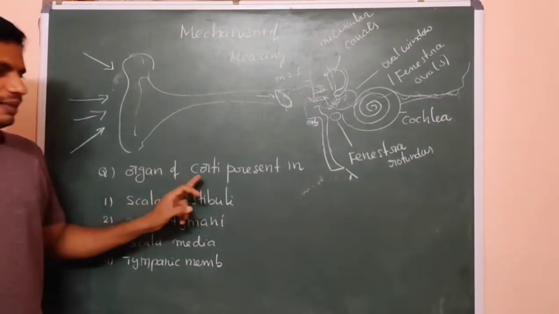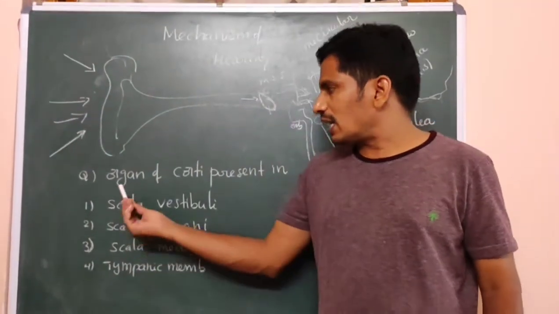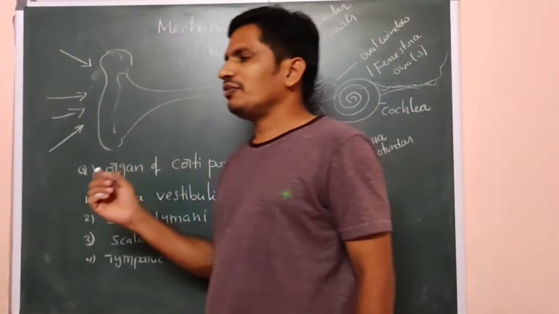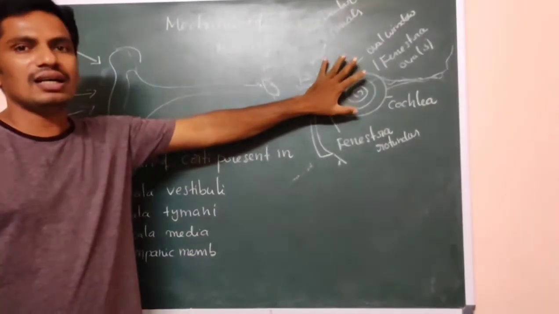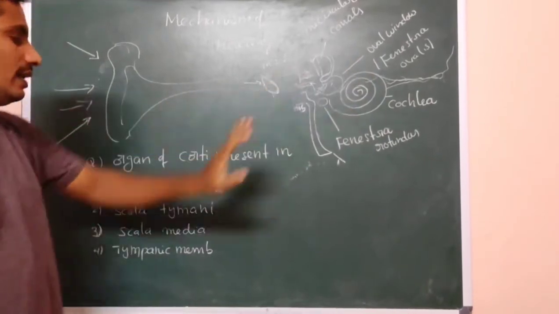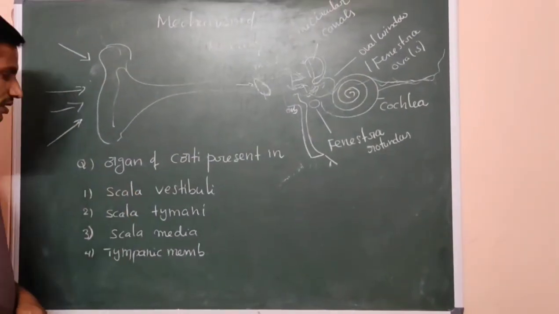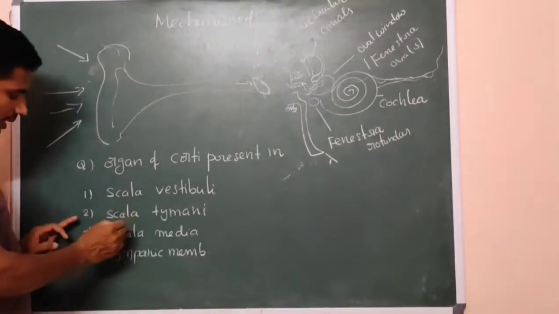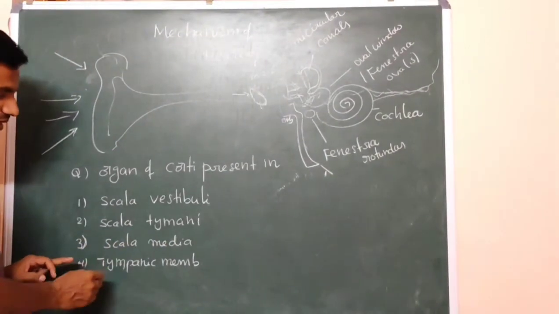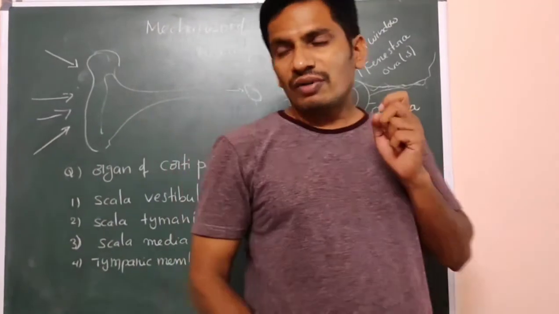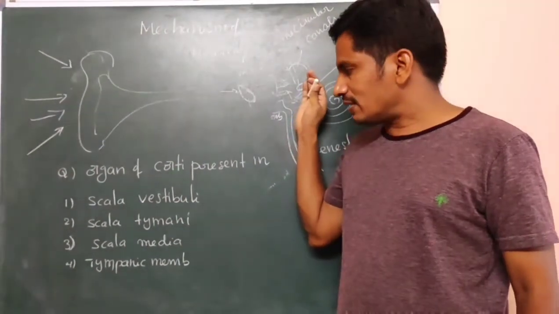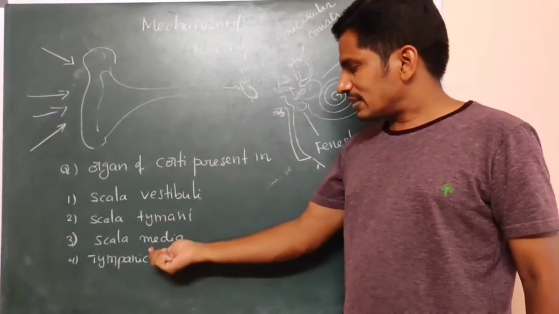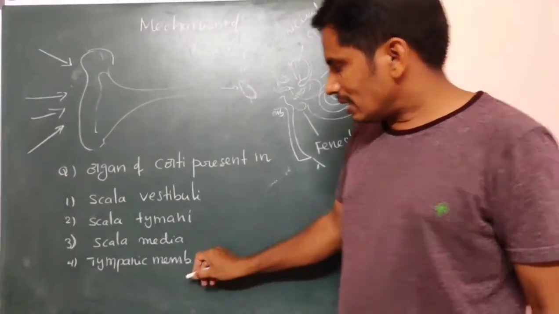Here the objective is: the organ of Corti is present in. First, you have to confirm that it is in the internal ear. The options given are scala vestibuli, scala tympani, scala media, and scala tympanic membrane. I have to go for the parts present in the internal ear. Scala vestibuli, scala tympani and scala media are all internal ear parts, but this is not the answer.